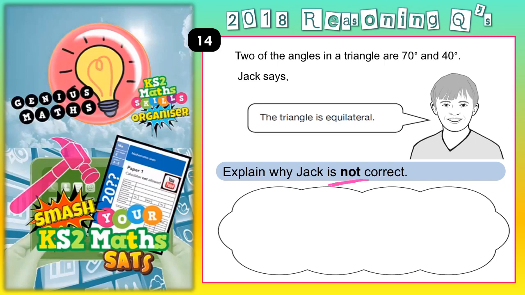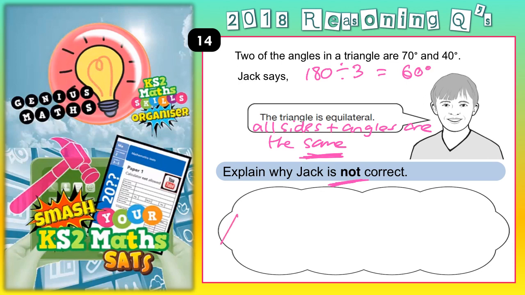So hopefully you know that an equilateral triangle means all sides and angles are the same. Now remember, a triangle adds up to 180 degrees. And if you're splitting it into three equal angles, you're dividing 180 by 3 exactly into three equal pieces. And 180 divided by 3 is 60 degrees. So basically what we've got in an equilateral triangle is 60, 60, 60.